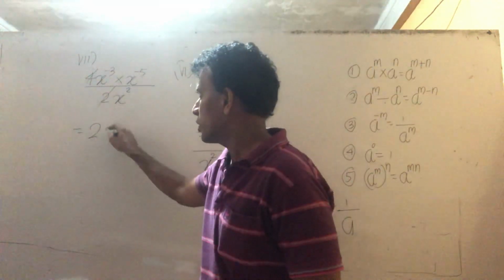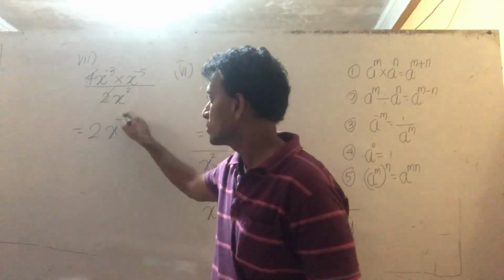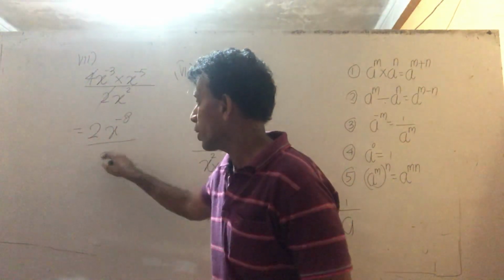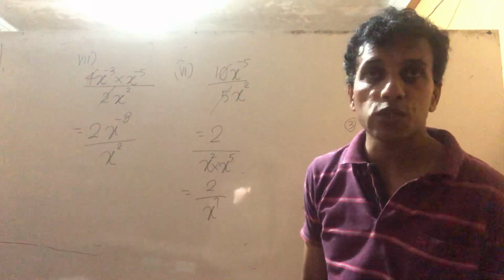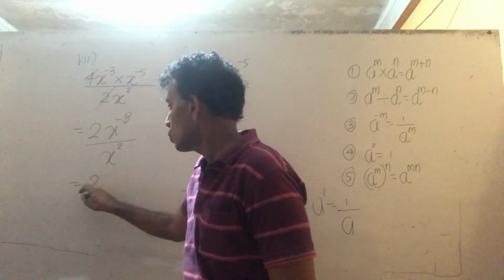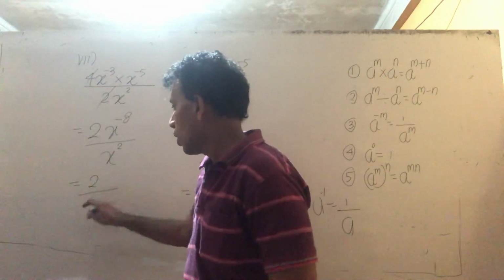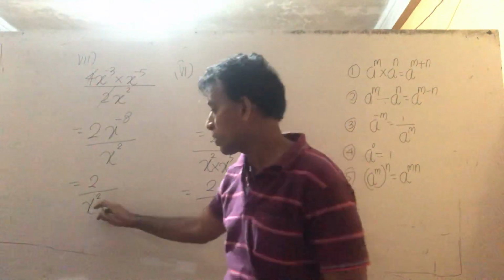x to the power minus 3 minus 5, that is minus 8, over x square. Now the negative to positive rule. The 2 takes down, x square is already available. Take the minus 8 down and put a multiply.